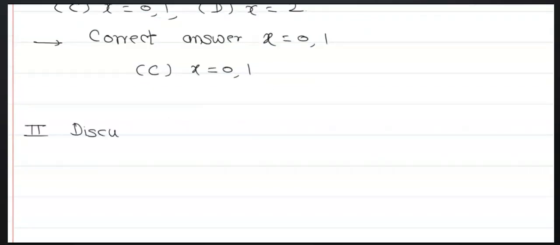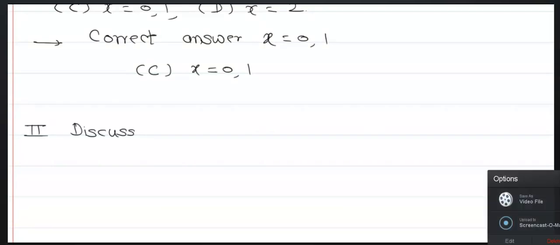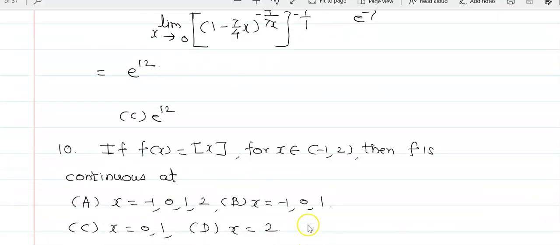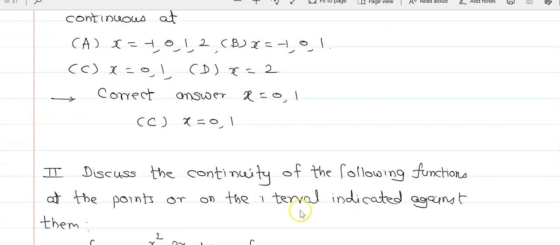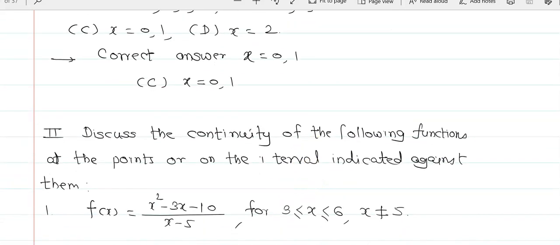Now see this again, I will explain here. That is, f of x is equal to the greatest integer function, x belongs to the open interval minus 1 to 1, f is continuous. And in this case, for the greatest integer function, we take here 0 and 1. This type of problem we have also solved before. Now we'll take the next question.